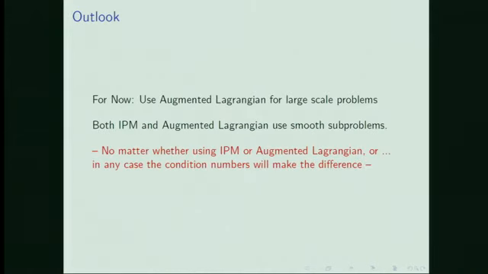This is the wrong direction. So for now, I think I will be trying to continue this work with the augmented Lagrangian for large-scale problems. What we can see is either way, the augmented Lagrangian and also the interior point methods, they use smooth subproblems to approach the solution. And both for interior point method and for the augmented Lagrangian method, we need to be able to control the condition numbers.